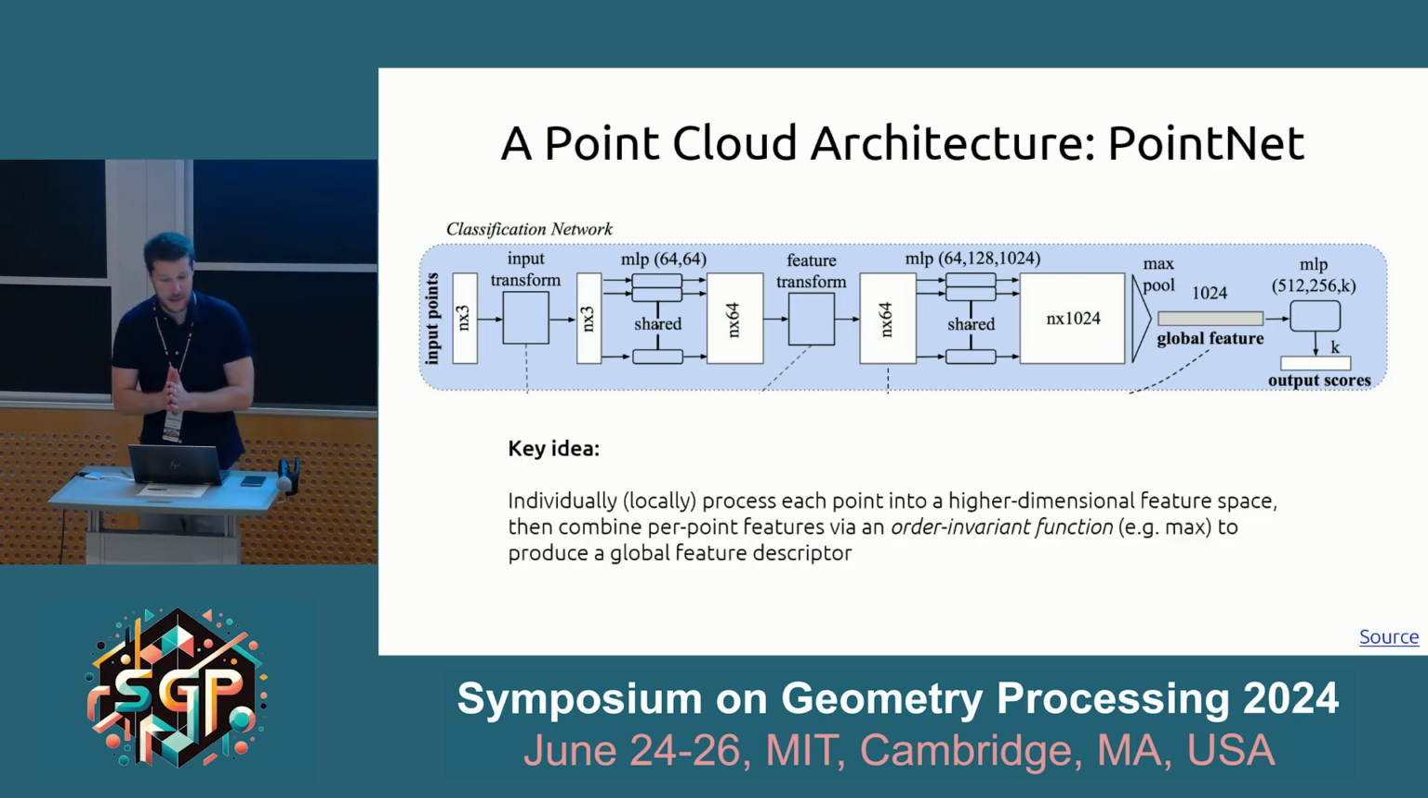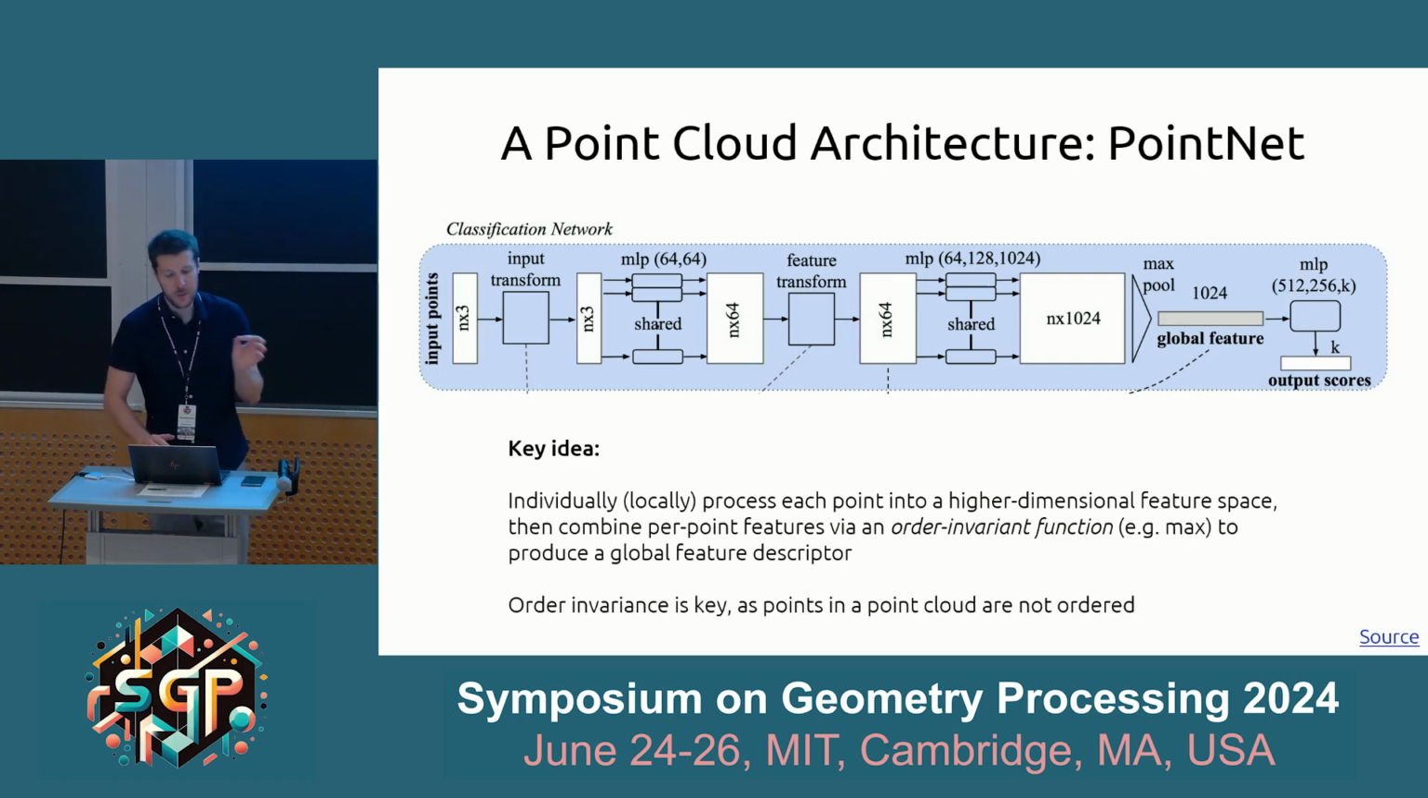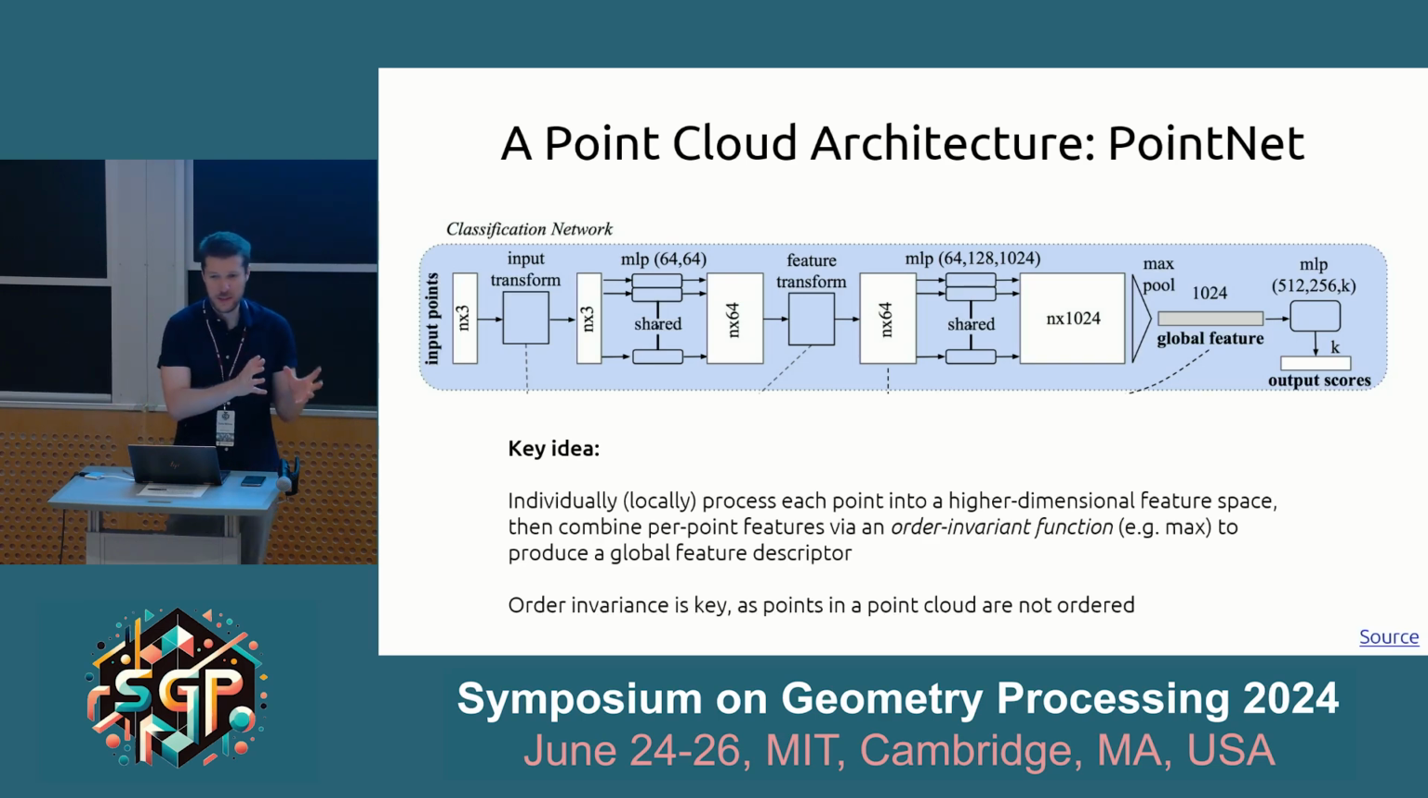The key idea, what's really interesting about this network, is that we combine individual, local processing of each point into some higher dimensional feature space. In this case, we go from 3 up to 1024. And then we combine these per-point features using some order-invariant function, like maximum. You could also have used average or sum to produce this global feature descriptor. This was the key insight behind this paper: order invariance was really key because the points in a point cloud are not ordered. You wouldn't want to train your network on a bunch of point clouds that have one particular ordering and then find that it didn't work on another point cloud. So that was the key thing here.